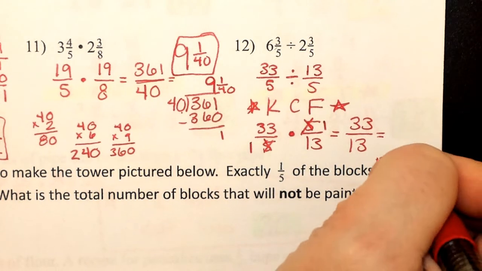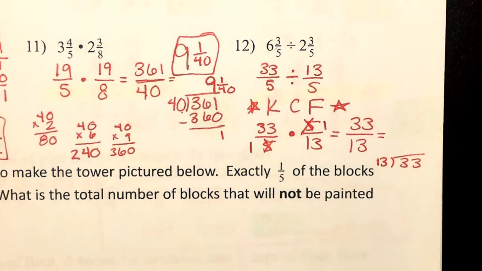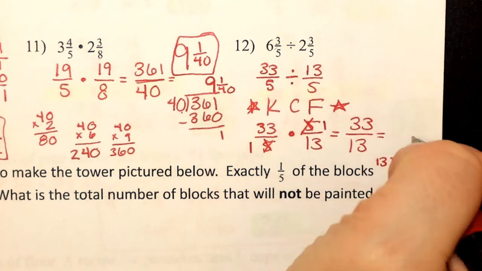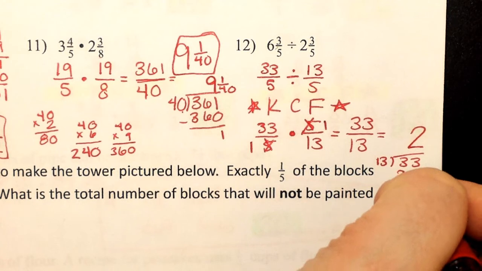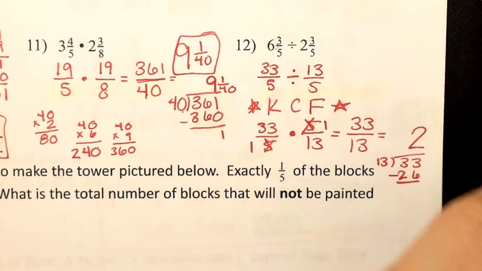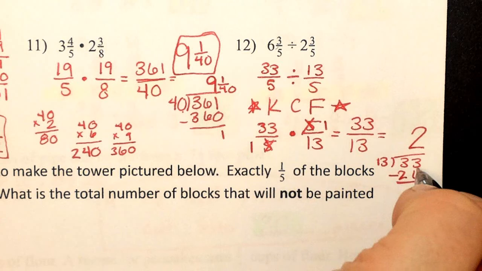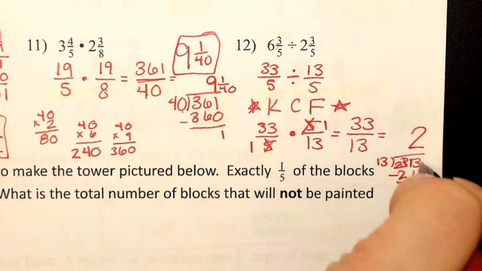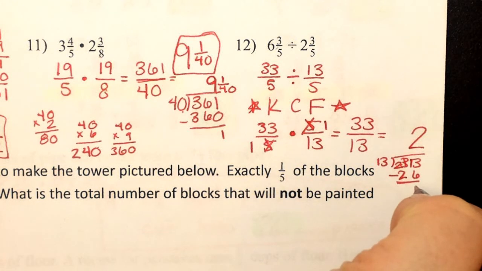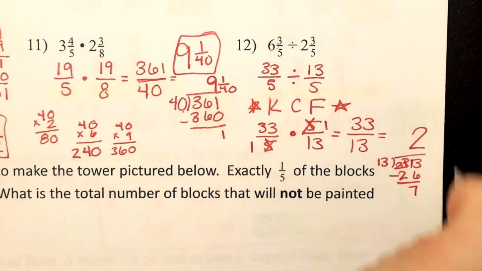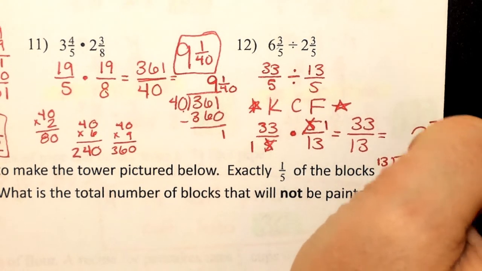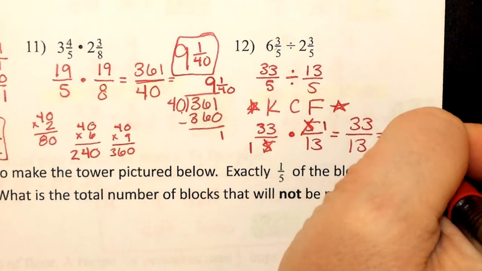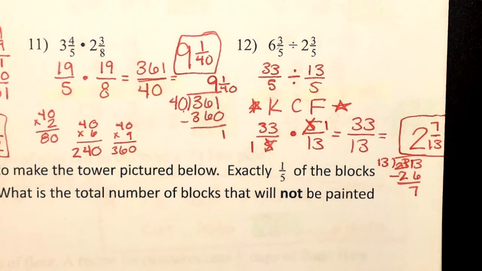We're doing 13 into 33. How many times do you think 13 will go into 33? Peyton? Twice. 2 times 13 gives me 26. When I subtract that, can I do 3 minus 6? So I'm going to borrow, so that becomes a 2. So now it's 13 minus 6. 13 minus 7. Thank you. So I end up with 2 and 7 over 13.